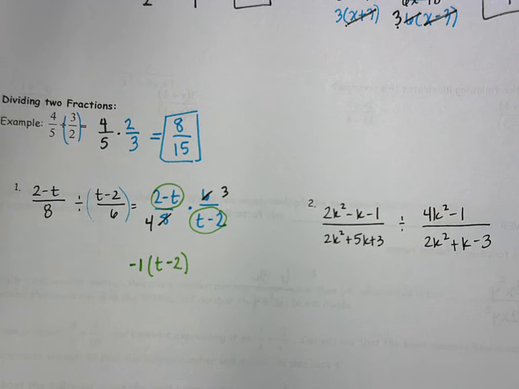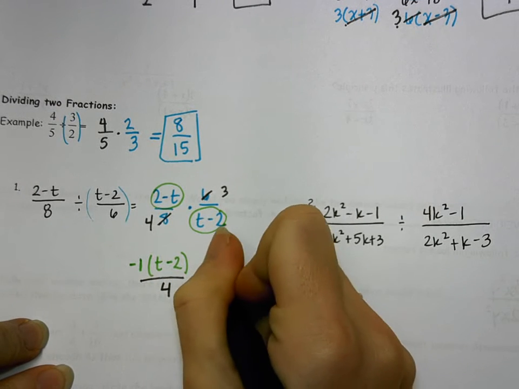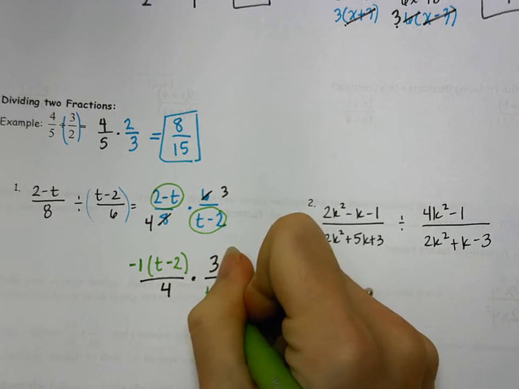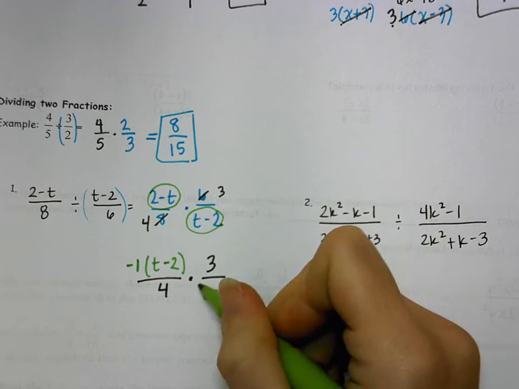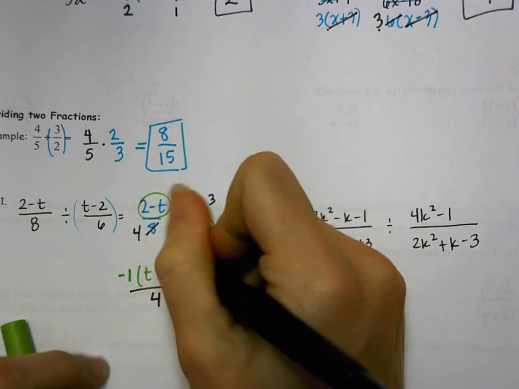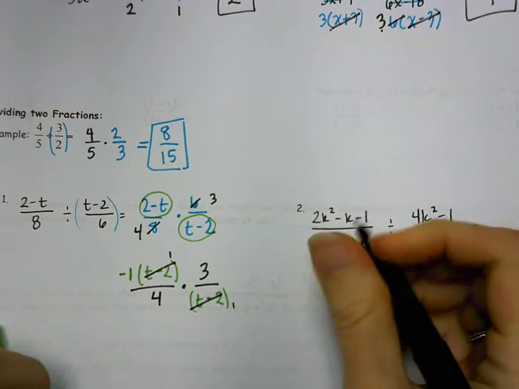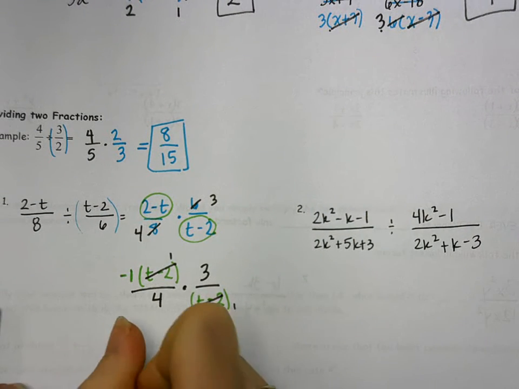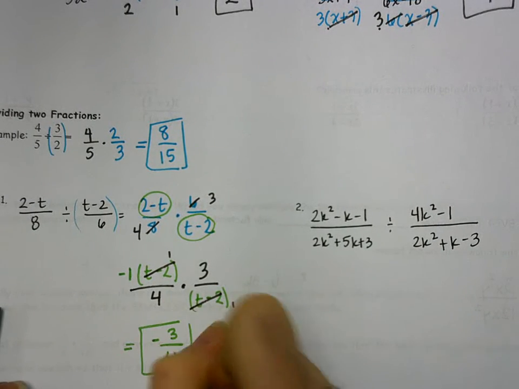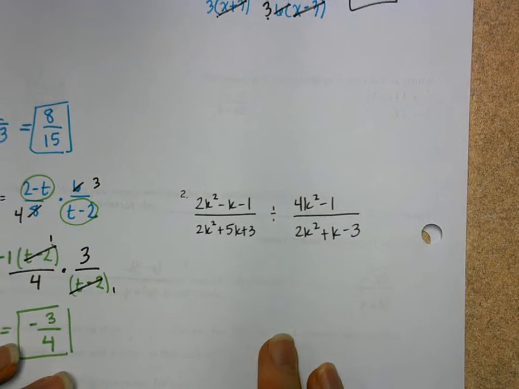So now I have negative 1 times quantity t minus 2 over 4 multiplied by 3 over that t minus 2. Now I can see, yes, I do have a common factor I can cancel, that t minus 2. Any number divided by itself is 1. And we multiply across, and we get an answer of negative 3 over 4. Alright, moving on to number 2.